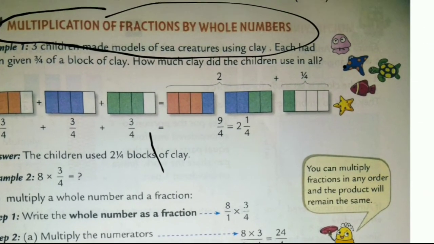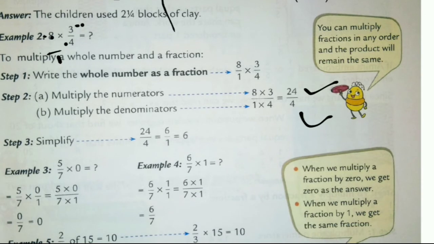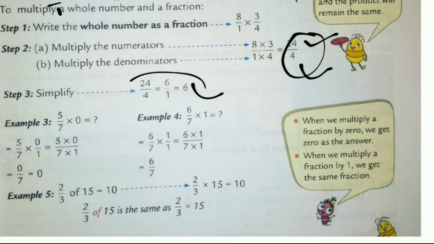See, in the second question we can see 8 into 3 by 4. So multiplication means we multiply the numerator with the numerator. 8 into 3 is 24, and if there is no number in the denominator we can write 1. So 1 into 4 is 4, and we know that 24 upon 4 means 6. Why? Both numbers will go by the 4 table.